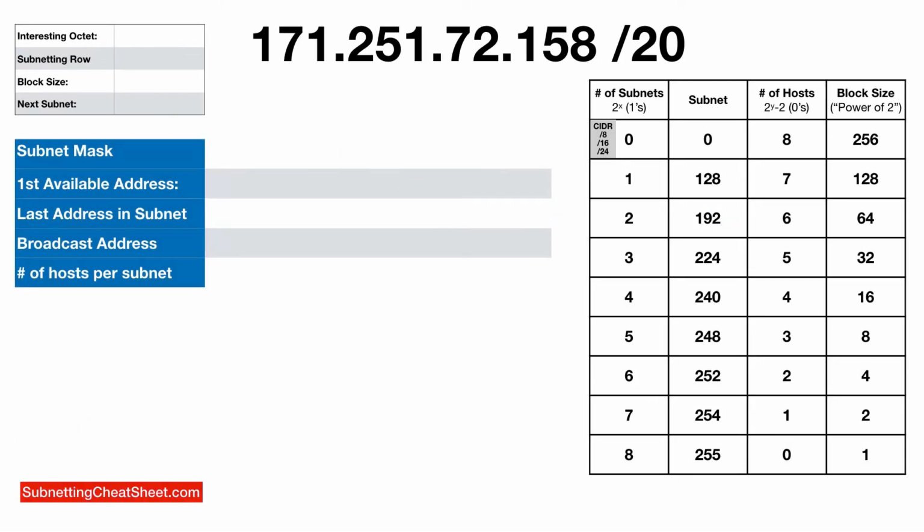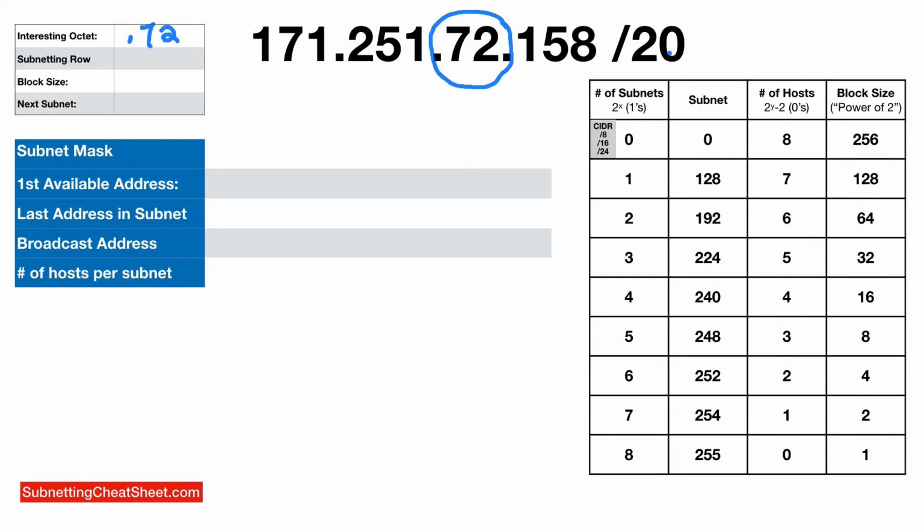Now let's do a brand new problem. This is a class B address, and see how fast the process goes. Okay, identify the interesting octet. So this would be 255.255, so it's going to be this one. So it's 0.72.